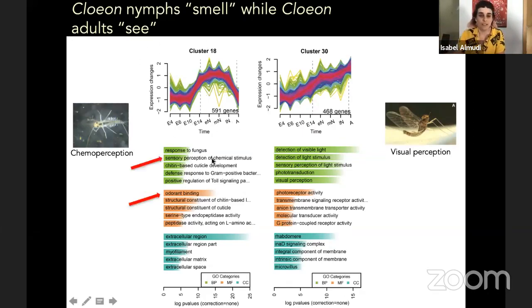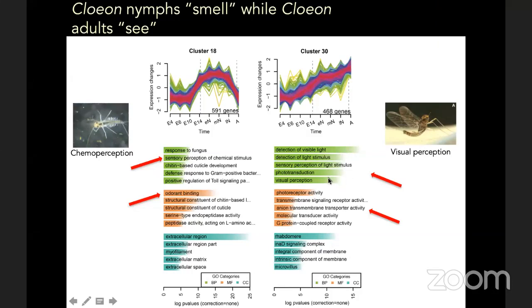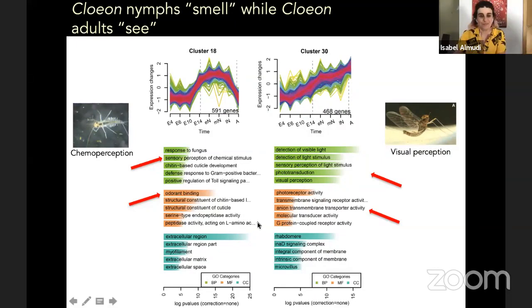For example, for the aquatic phases, what we find are genes that are involved in chemical stimuli perception or odorant binding, whereas when we look at the genes in this cluster, the terms that are enriched are always or mostly related to visual perception. So what we like to say in the lab is that the nymphs smell, but the adults see the external environment.